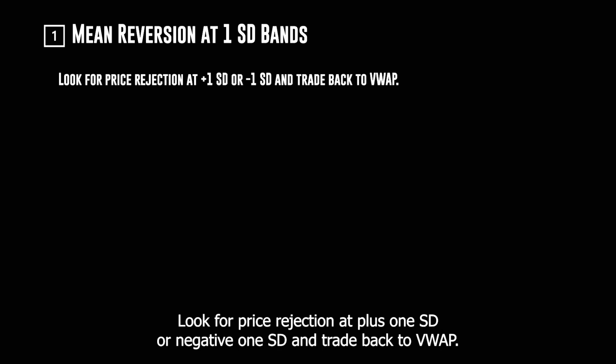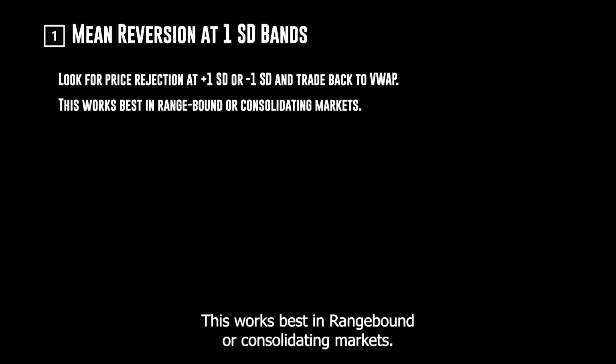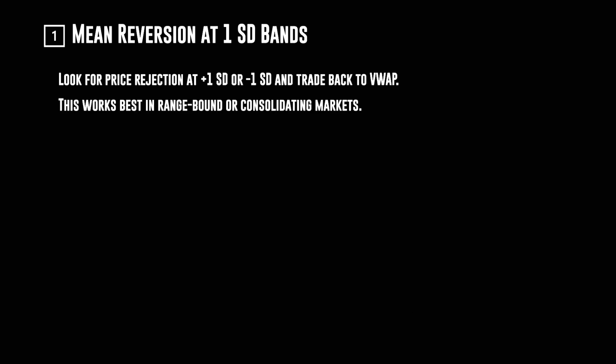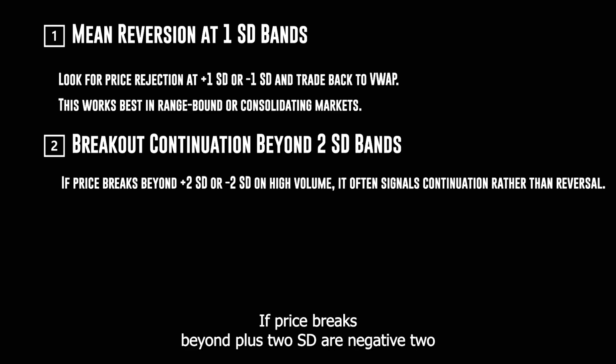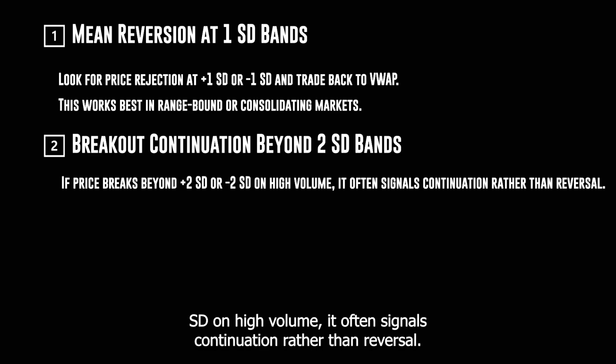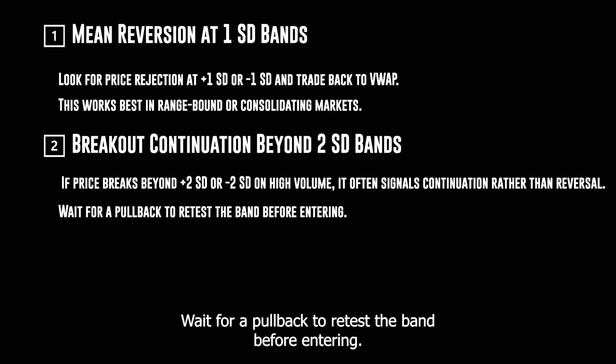Look for price rejection at plus 1 SD or negative 1 SD and trade back to VWAP. This works best in range-bound or consolidating markets. Breakout continuation beyond 2 SD bands. If price breaks beyond plus 2 SD or negative 2 SD on high volume, it often signals continuation rather than reversal. Wait for a pullback to retest the band before entering.